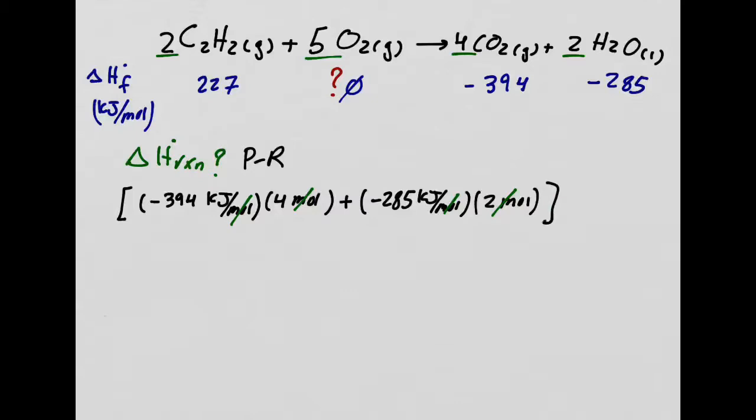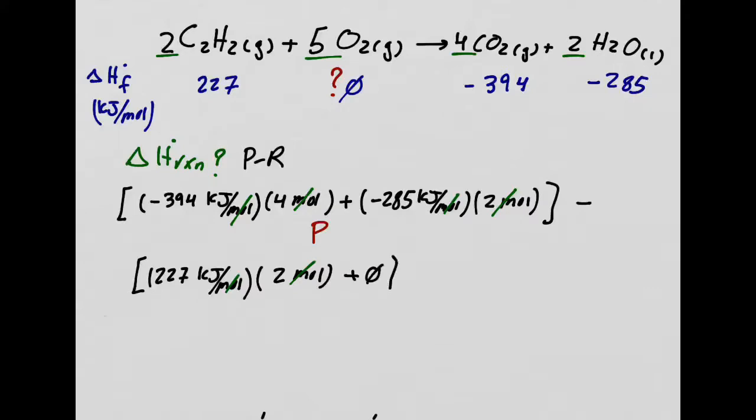These are all my products minus, so I add up all my products now minus my reactant. My reactant, what do I have? I have 227, again, kilojoules per mole. So what do I have to do? Multiply by mole, which is 2 moles. So this can cancel out. Plus oxygen is 0, so I don't have to worry about it.